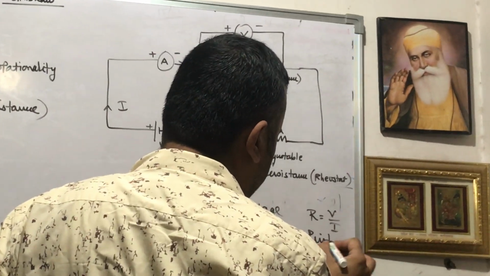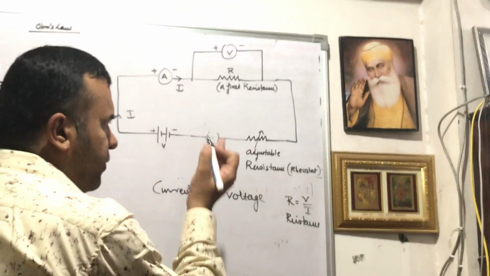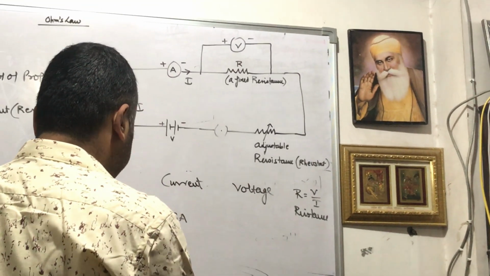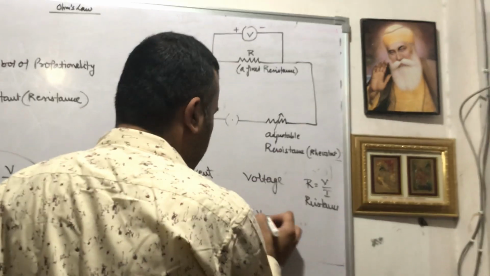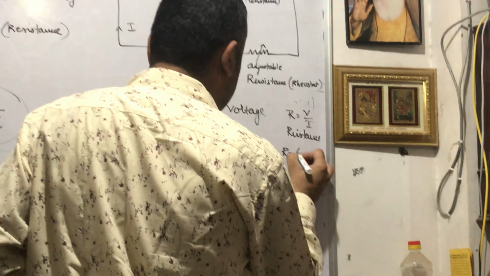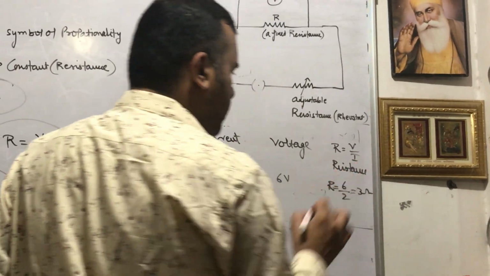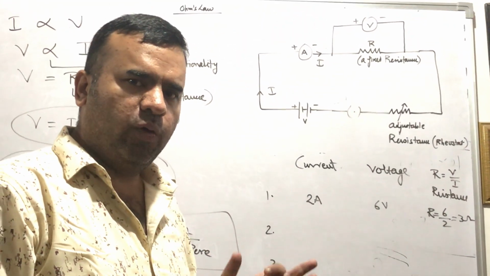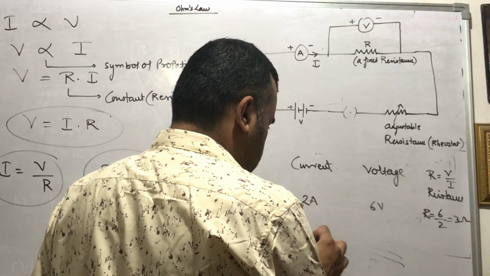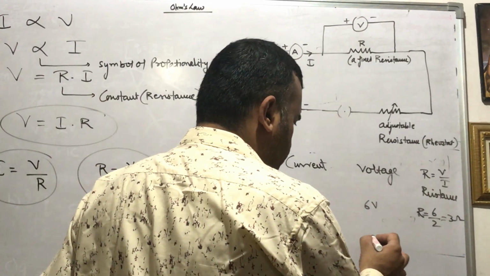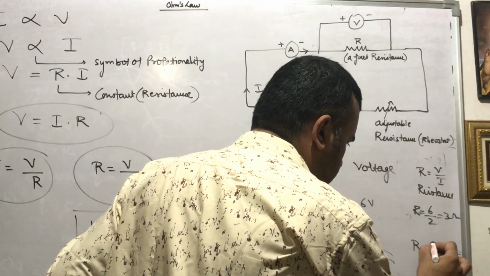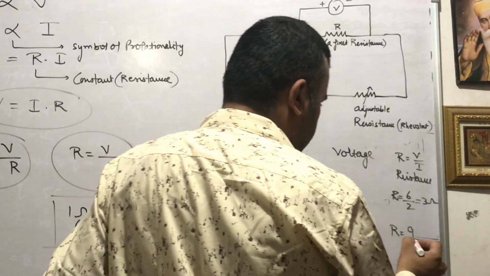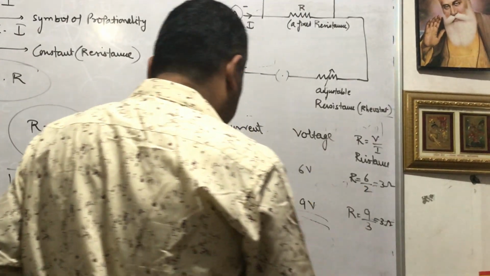I am just giving you one example. Suppose the reading of current which you see from the ammeter is 2 ampere. Current is always in ampere. And voltage is 6 volt. Then what will be the value of resistance? It would be 6 by 2, that is 3 ohm. Similarly, you will take different readings of current from the ammeter and voltage from the voltmeter. If current is 3 ampere and voltage is 9 volt, then you will calculate resistance using the formula R = V/I. So resistance is 3 ohm.